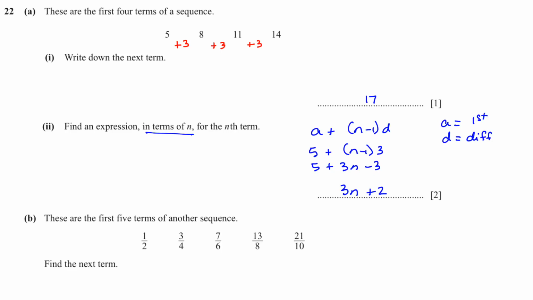There's a shorter way to do this question. When you see that the difference is a constant, it's 3, 3, and 3, write it as 3n, okay? And from the first term, we have the first term 5, you minus your difference. So 5 minus 3, plus 2.